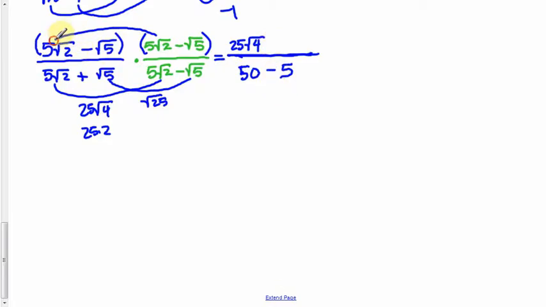Okay, outer, 5 root 2 times negative root 5 is negative 5 on the square root of 10. You multiply what's underneath the radicals times each other. Inner, negative root 5 times positive 5 root 2 is negative 5 root 10. And last, negative root 5 times negative root 5 is positive root 25.